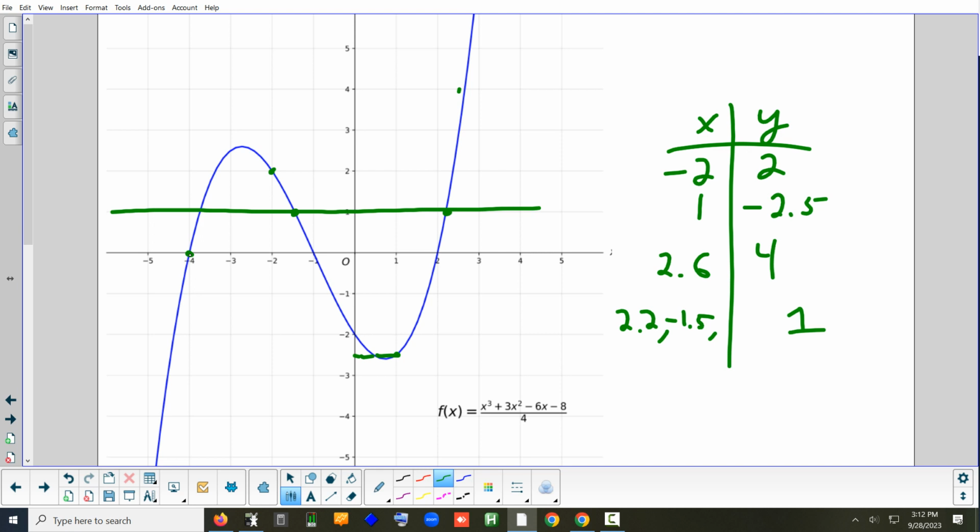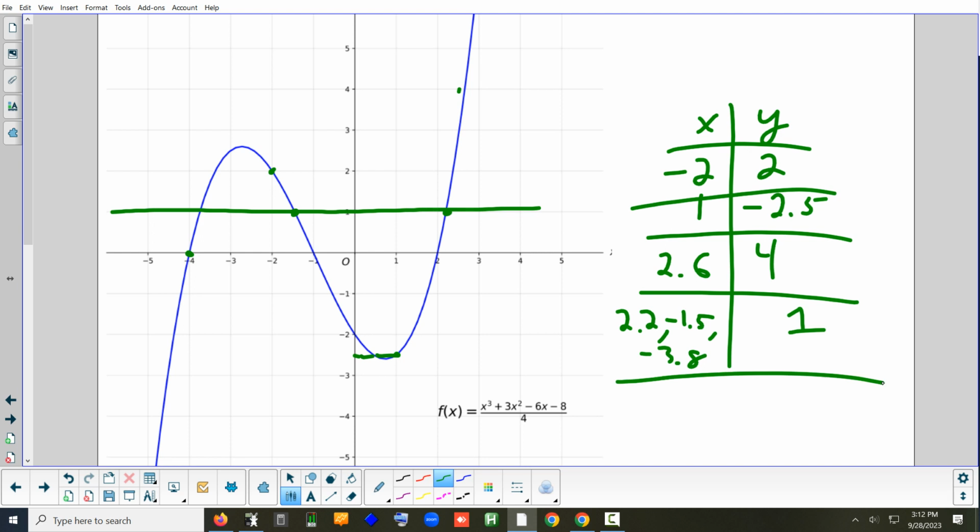Anyone? Negative 3.8. Yeah, it's definitely more than 3.5. So negative 3.7, negative 3.8, anything like that. So there are multiple x values that have the same y value, and that's what a lot of people miss. You can have multiple x values. That's pretty much it for taking a graph and then identifying points.